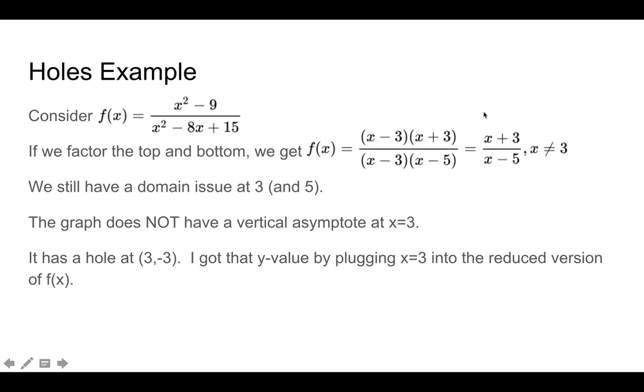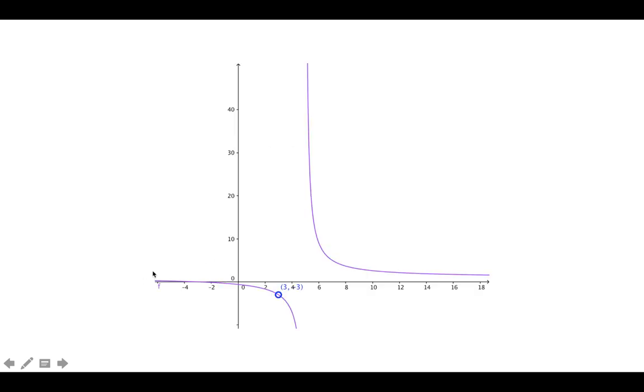So now I would graph this guy, forgetting about all this. Graph this guy, he's got a vertical asymptote, x equals 5. Horizontal asymptote, y equals 1. Ratio of leading coefficients. Here's my horizontal asymptote of 1. Vertical asymptote of 5. But now, instead of a vertical asymptote at x equals 3, I get a hole here at 3, comma negative 3.